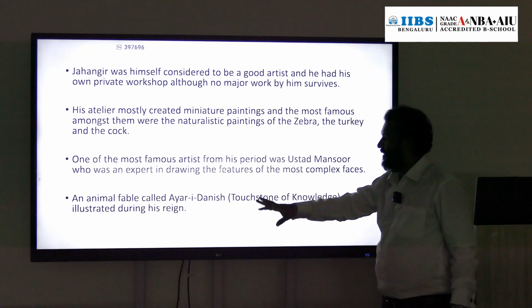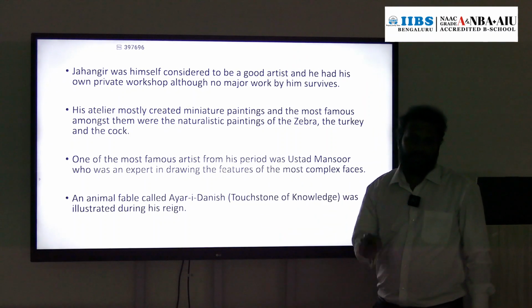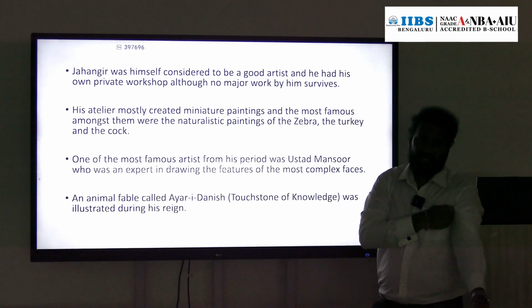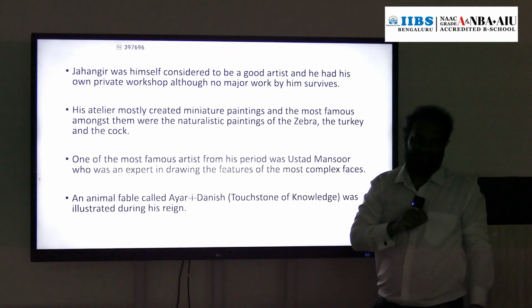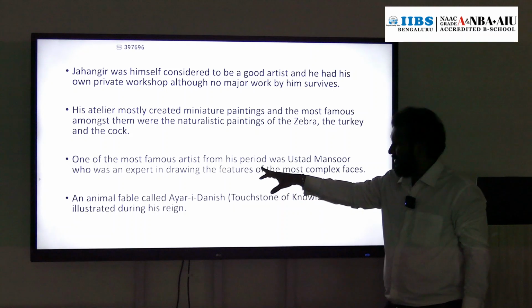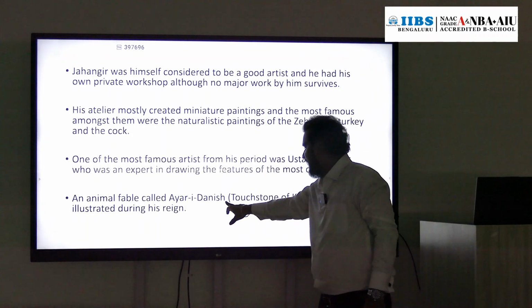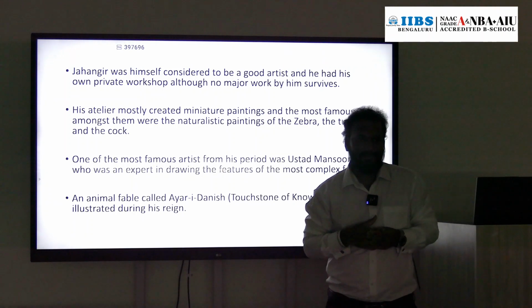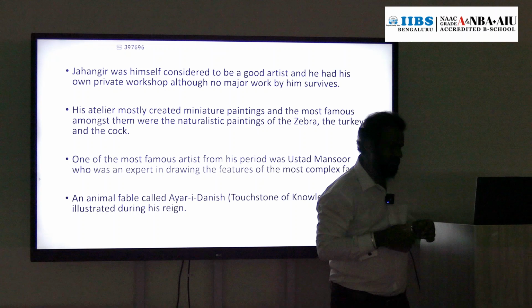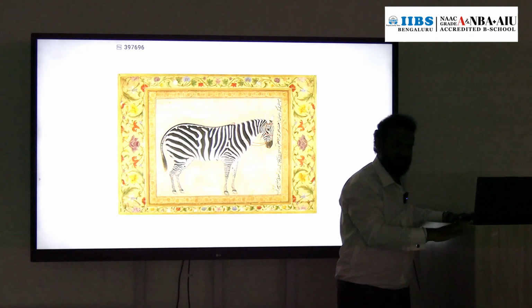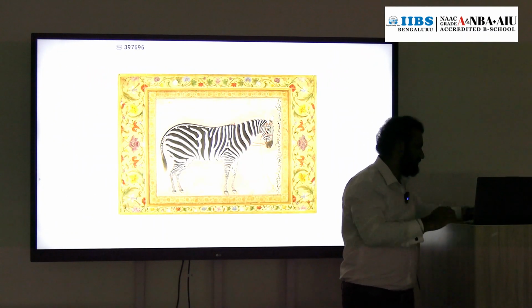And there was even an animal fable. Animal fable means storybooks where animals speak like human beings. There was an animal fable called Ayar-e Danish that was painted during Jahangir's rule. One cartoon is also there, with animals, the Panchatantra stories. So this is an example.